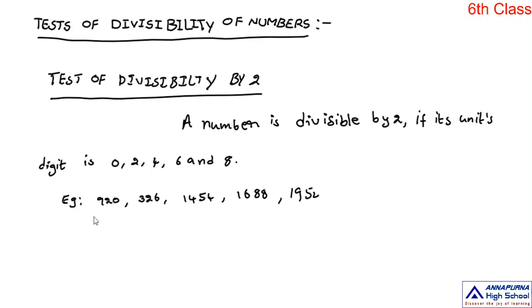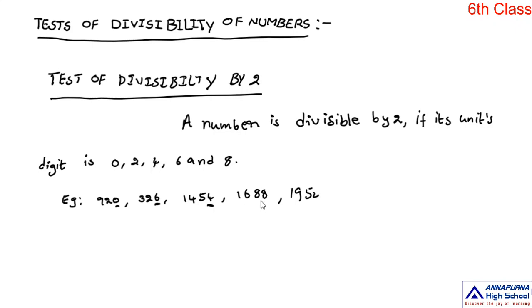Here in these numbers, what is the units place of the first one, 920? 0. So it is divisible by 2. Next, 326: the units place is 6, so 326 is divisible by 2. 1454. What is the units place in this number? 4. That's why the number is divisible by 2.